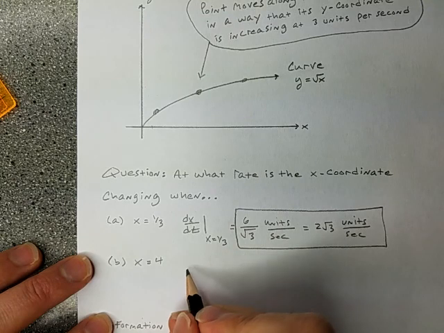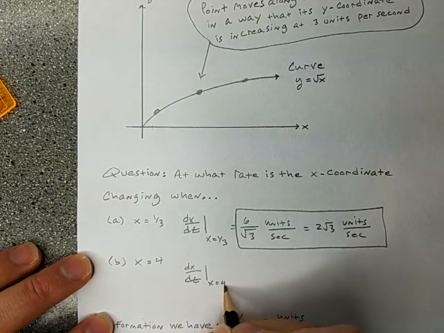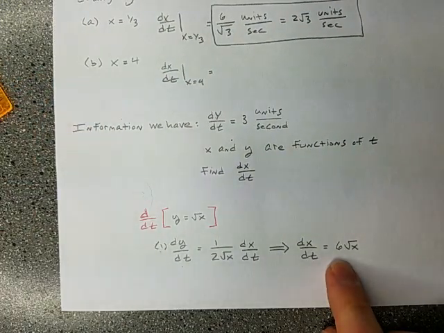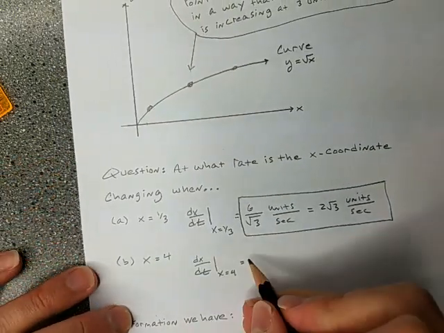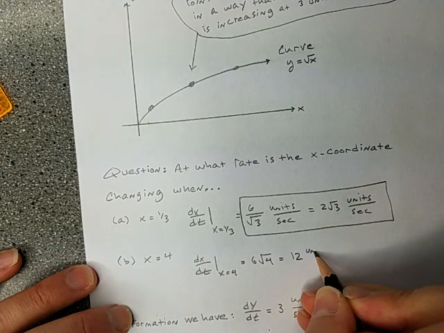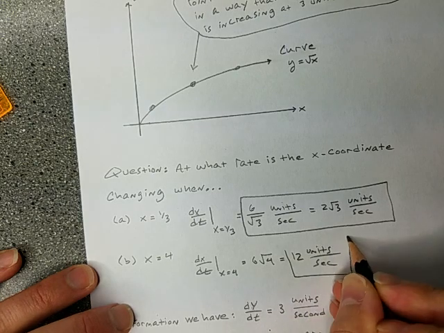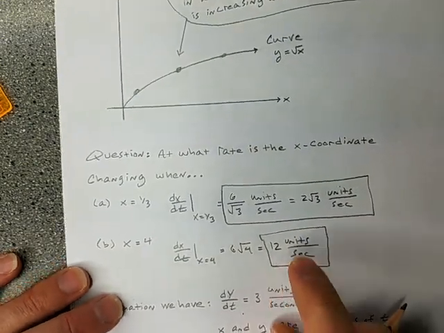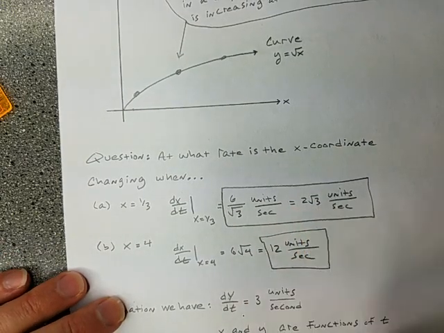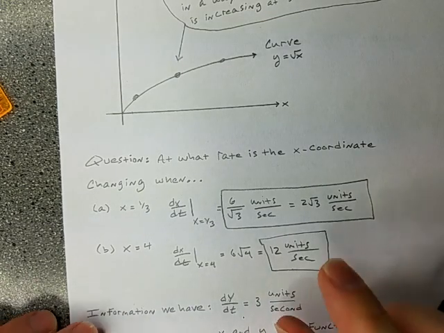What about this one? What is dx dt when x is 4? Well, all right. This is our formula for finding dx dt under whatever condition you want. If x is 4, I'm going to get 6 times root 4, which is 12 units of distance per second. Which is faster. That is definitely faster than that. This is about 3.4 units per second, and that's 12 units per second, okay? So that's a lot faster.